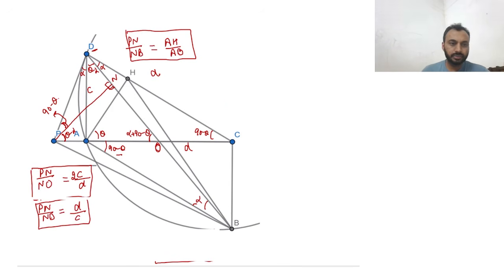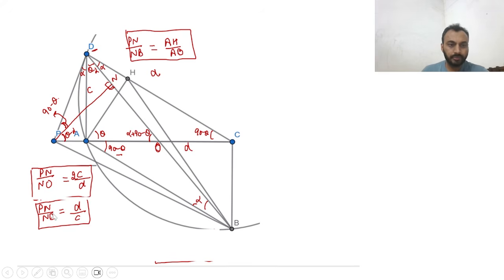So we got these two relations, right? Pn by No is 2C by D, and Pn by Nd is d by c. So basically what we want to find out is Pn by Nb.